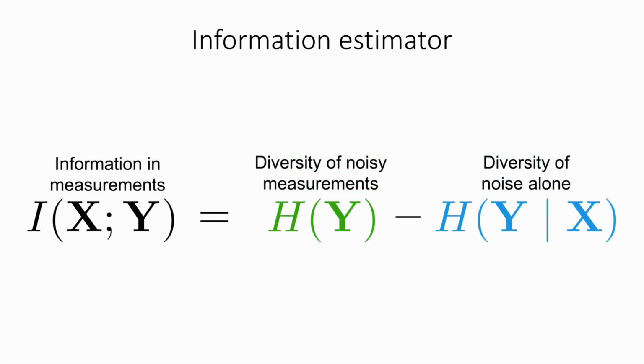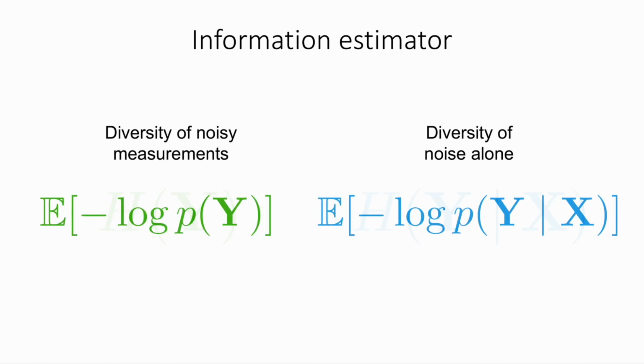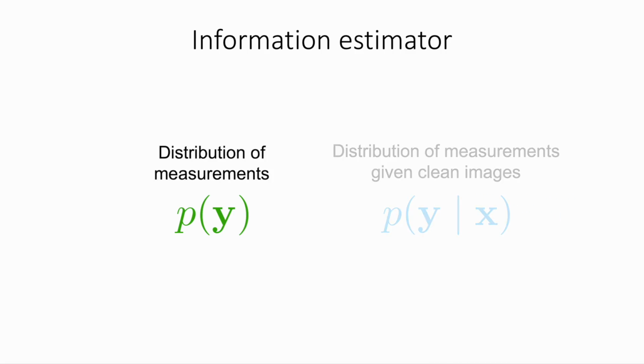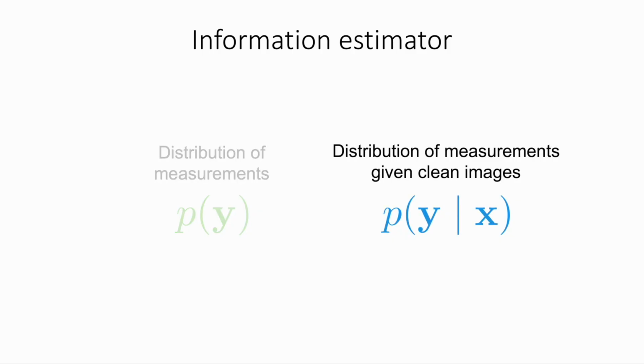Mathematically, this can be represented as a difference of 2 entropies. These entropies can be written as expected values, which depend on 2 key probability distributions: the distribution of measurements, P of y, and the distribution of measurements given clean images, P of y given x.